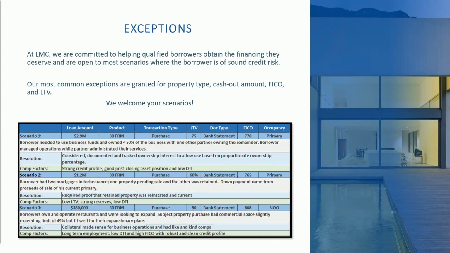Scenario 3, $380,000. It was a purchase also at 80 LTV, and a non-owner, right, on a bank statement. So this particular property actually exceeded 49% of commercial space. But we did move forward because it was a restaurant that they had owned, and they were looking to expand that restaurant. Based on the overall picture of the scenario, they had long-term employment. The restaurant had been there for a long time, low DTI, high FICO, and very clean credit.